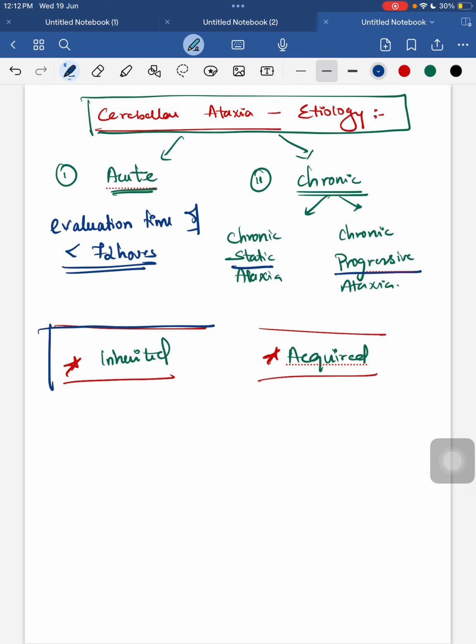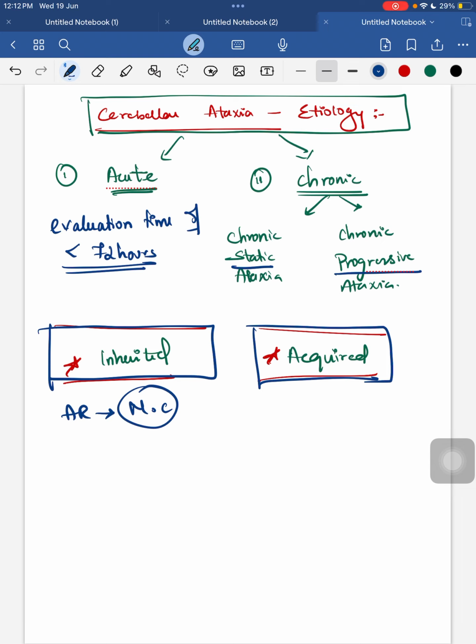Next, in acquired ataxia, the acquired causes are mainly, one, drugs or toxins. Second, immune mediated or demyelinating. Third, vascular. Fourth can be brain injury.